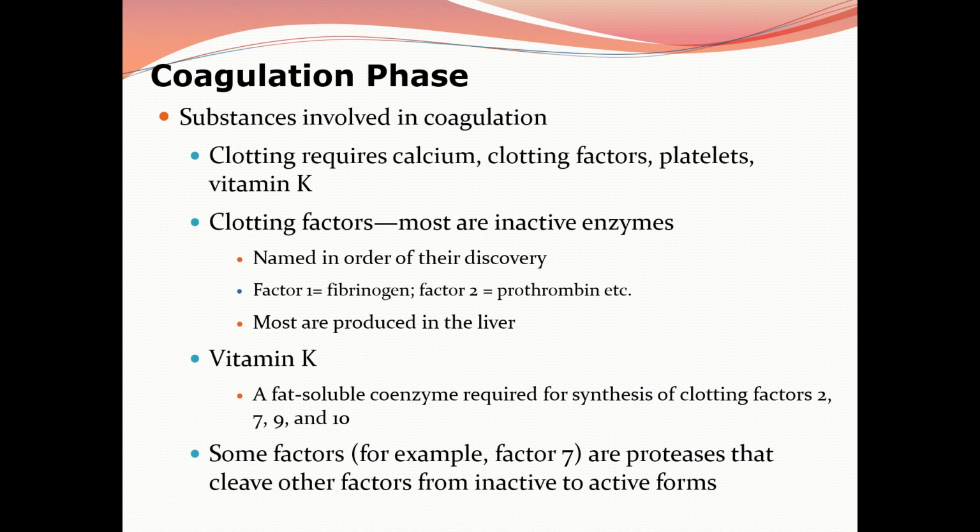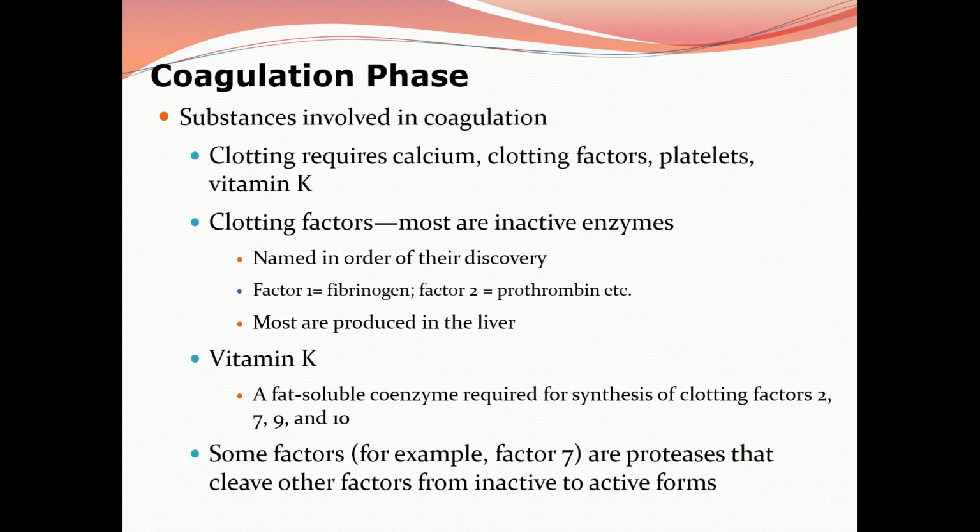Substances involved in coagulation include calcium, clotting factors, platelets, and vitamin K. Clotting factors are mostly inactive enzymes, and they are named simply in order of their discovery, not in which comes first in the clotting process. So factor 1 would be fibrinogen, factor 2 prothrombin, etc.